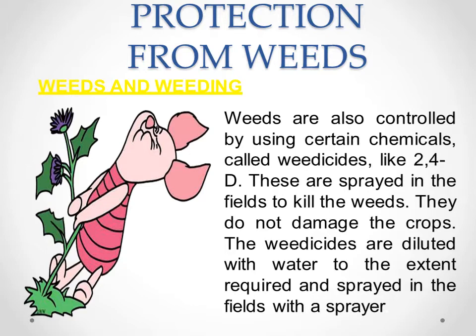Weeds are also controlled by using certain chemicals called weedicides. Weedicides like 2,4-D are sprayed in the fields to kill the weeds, but they do not damage the crops which are growing.